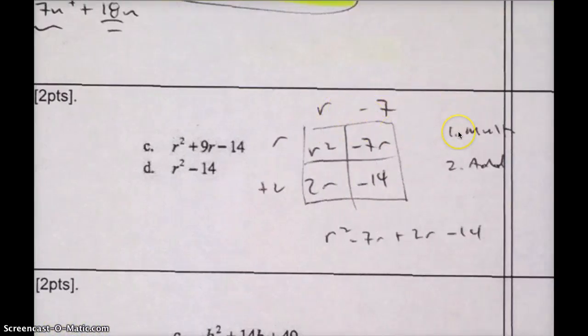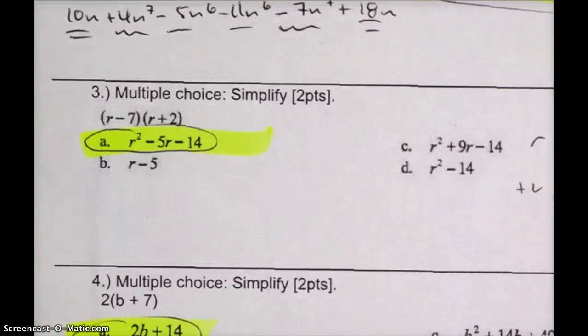You're first going to multiply. So r times r is r squared, -7 times r is -7r. r times a positive 2 gives you 2r, and 2 times -7 gives you -14. The next thing you're going to do is add or combine like terms. Here the only things that are like terms are the r's, so -7 and a positive 2 will give you a -5. So r squared minus 5r minus 14.